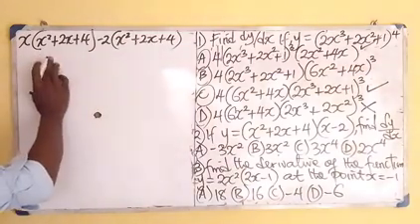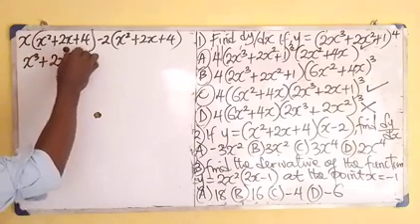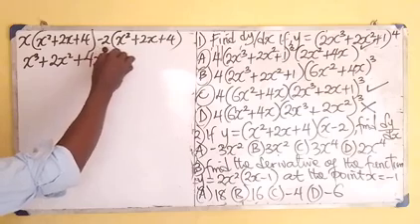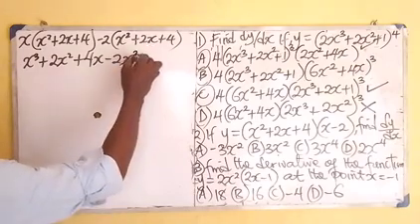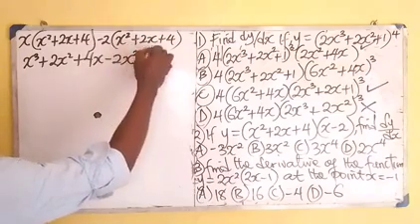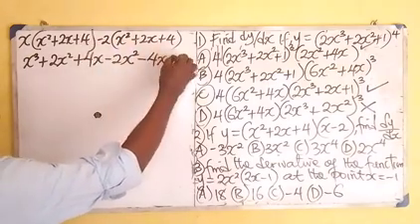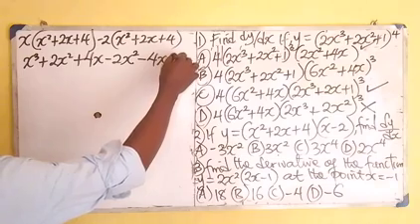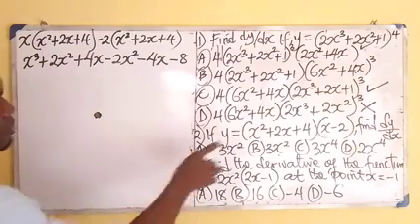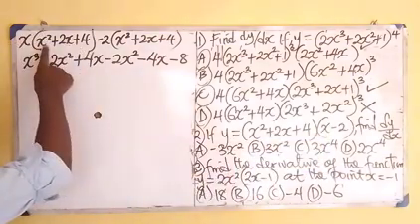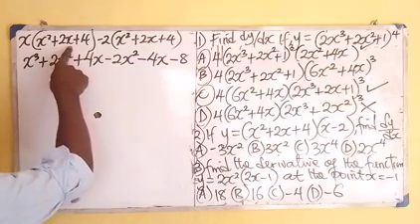So let us expand. This times this I have x cubed, plus this times this I have 2x squared, plus this times this I have 4x. Minus 2x squared. Okay, minus times plus I have minus 4x. Minus times plus, I have minus 8. Isn't that correct? Yes, that is correct. So this is x multiplying everything here, which is x squared plus 2x plus 4. Alright, that's for that.